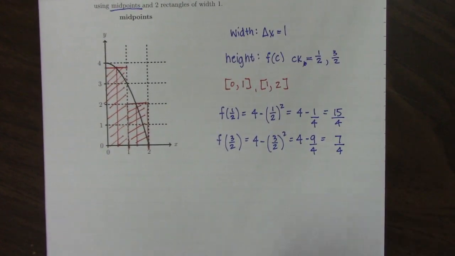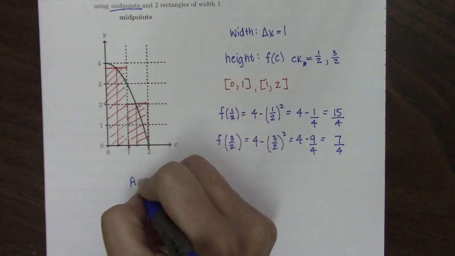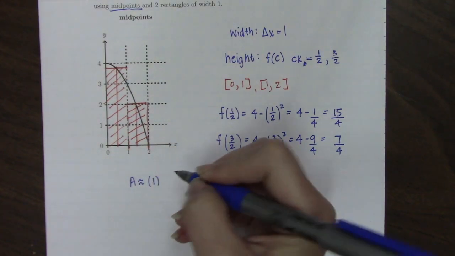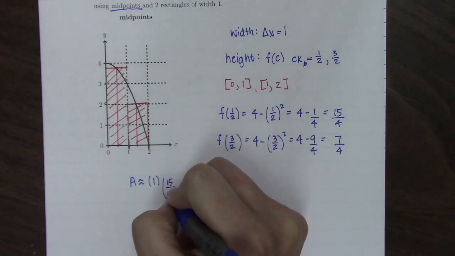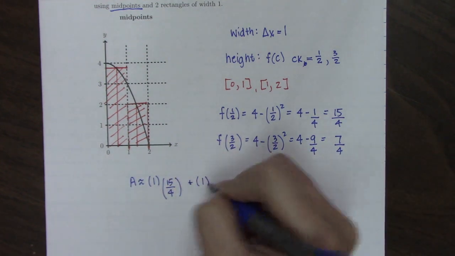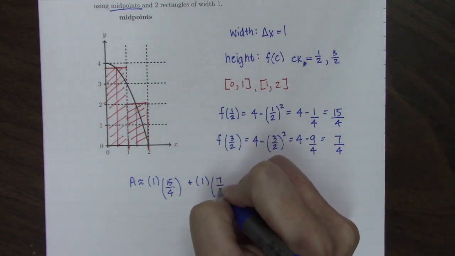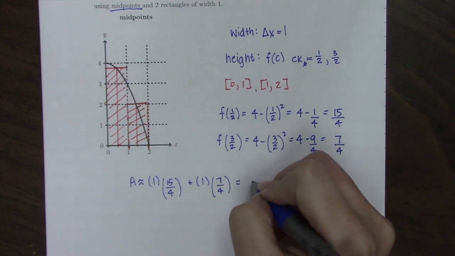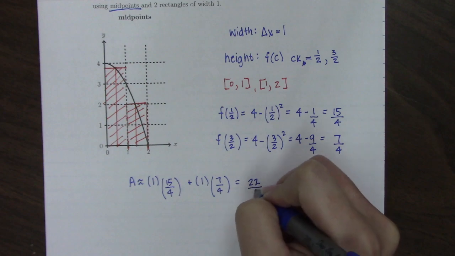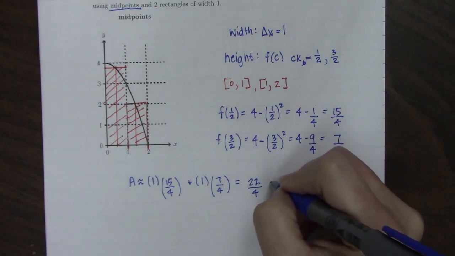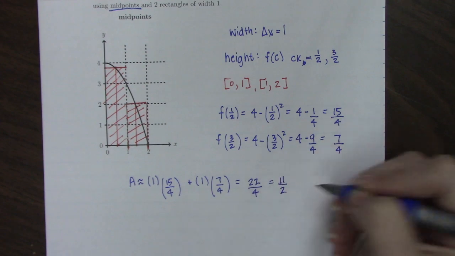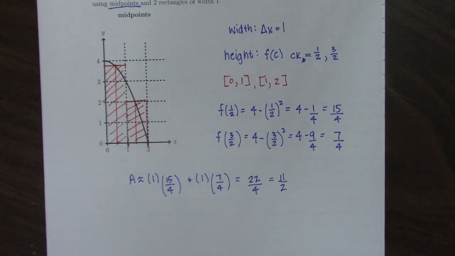So now if I want to approximate my area, the width of each rectangle is still 1, so it's 1 times 15/4 plus 1 times 7/4, and the area is approximately 22/4, which you can leave just like it is, or if you like to reduce your fractions, you can say it's approximately 11/2.